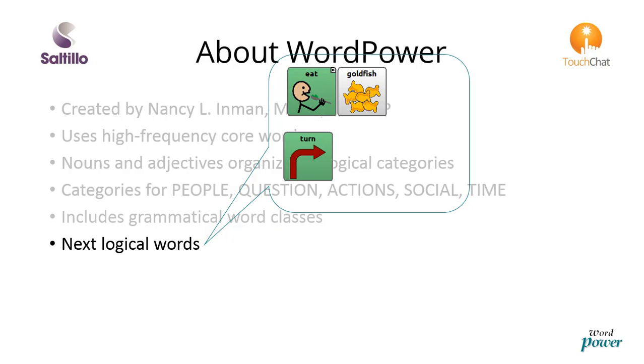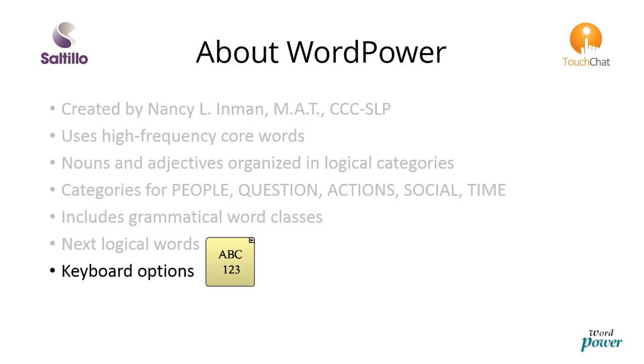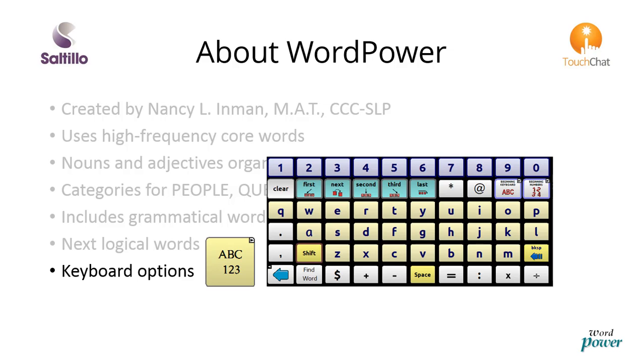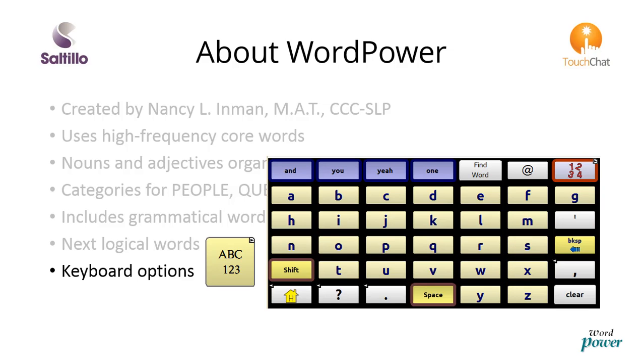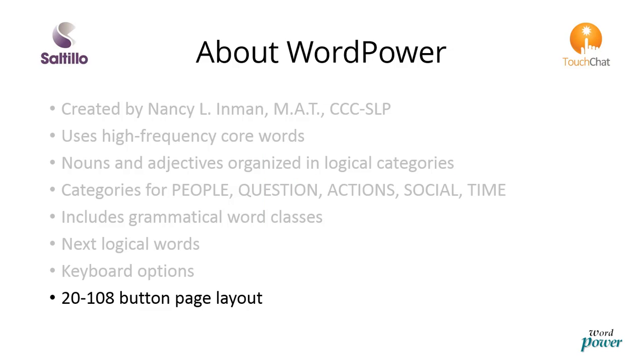It offers next logical words to reduce keystrokes, such as eat, navigating to a category of food, turn it on, turn it off, turn the page. It contains keyboard options, such as QWERTY, simplified options, ABC keyboards, and options to align with keyguards. Layout options are available from 20 to 108 buttons on a page.